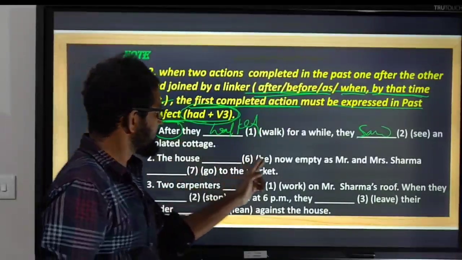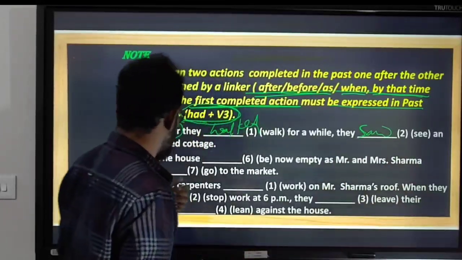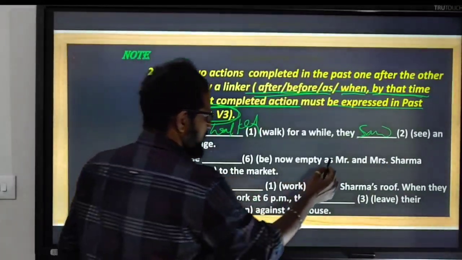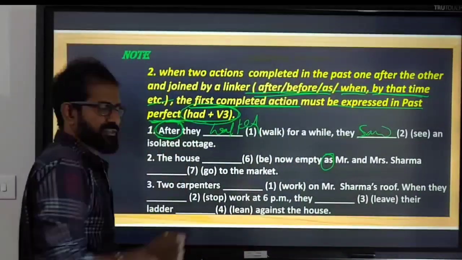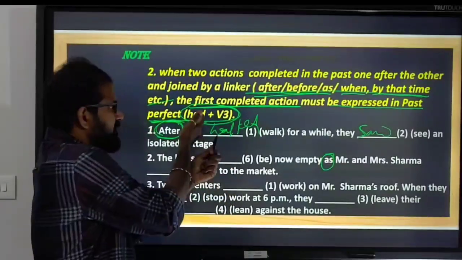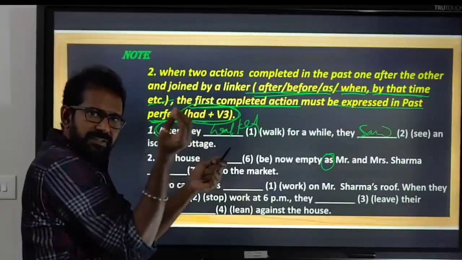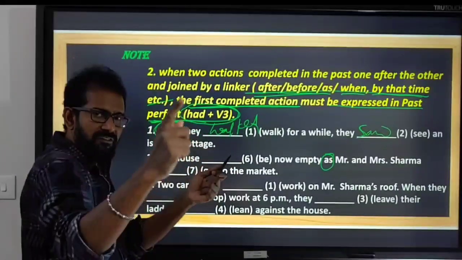Look at the second one. The house now empty as Mr. and Mrs. Sharma went to the market. Now here are linkers. So first be careful with the linkers. See whether there is a linker. If there is no linker, no problem. We don't worry about past perfect. Past perfect has to be used if there is a linker and two actions happen one after the other.